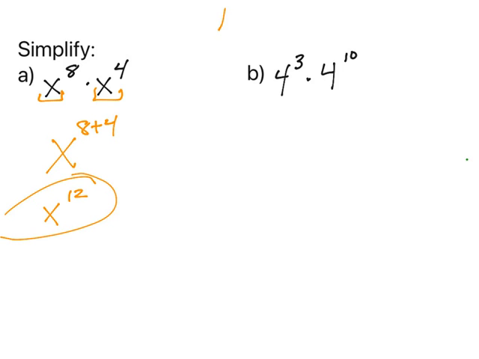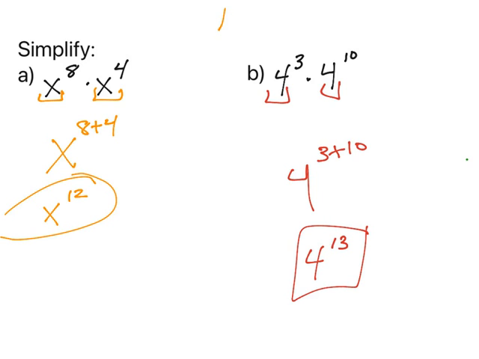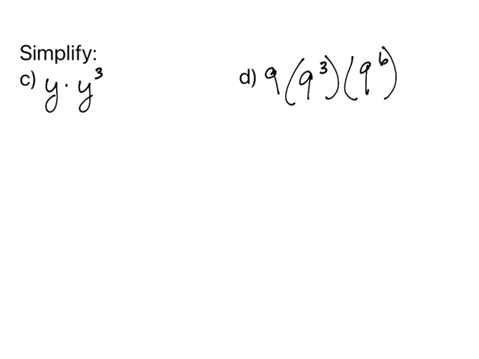In letter B, I have 4 to the third times 4 to the 10th. Well, base is 4, so the base stays the same. 3 plus 10, I add the exponents. 4 to the 13th. Now, we could plug that into the calculator, but it's going to be huge, so I'm going to ignore that for right now.